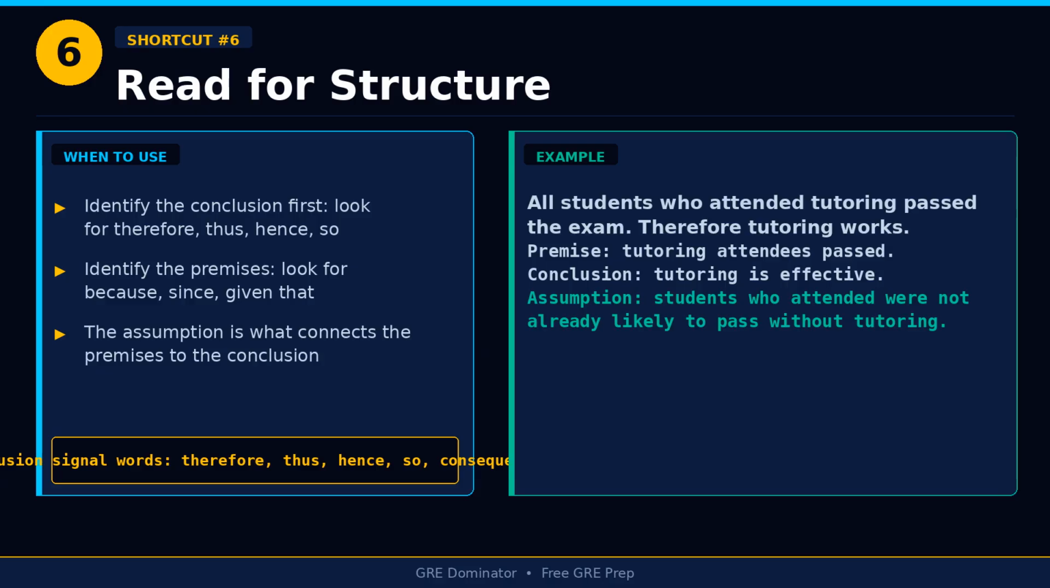The first step in approaching any argument question is to read for structure before reading for content. Identify the conclusion first. Look for signal words: therefore, thus, hence, so, consequently, as a result. What follows these words is typically the conclusion. Then identify the premises. Look for because, since, given that, as evidenced by. These signal words identify the evidence. Everything else is context or elaboration.